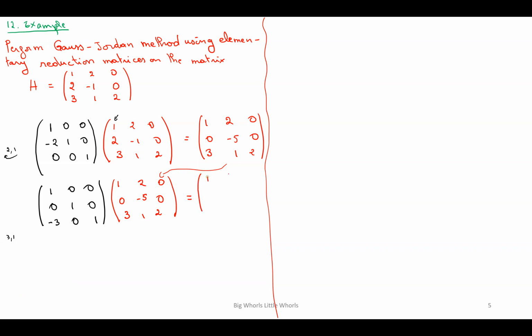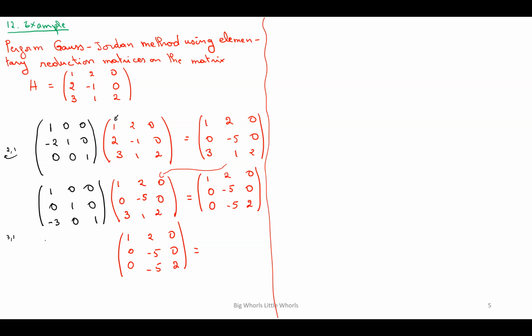Row 1, we are copying row 1 into row 1. Row 2 as well, we are not doing anything to row 2. And for row 3, we are going to multiply row 1 by -3. So this is 0, -6 plus 1 is -5, and 0 there, 2 is 2 there. So the next step, I'm going to recopy this matrix here: 1 2 0, 0 -5 0, 0 -5 2, equals.